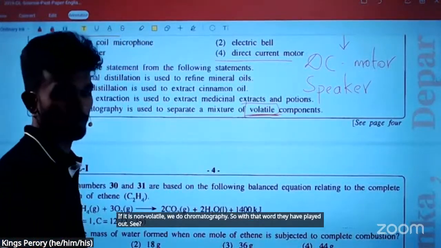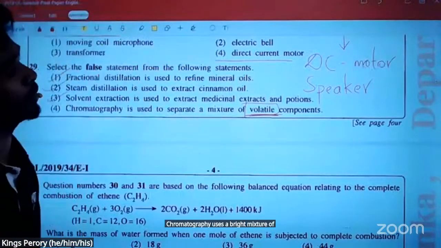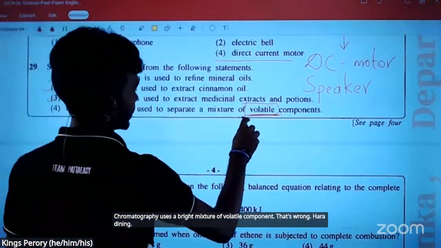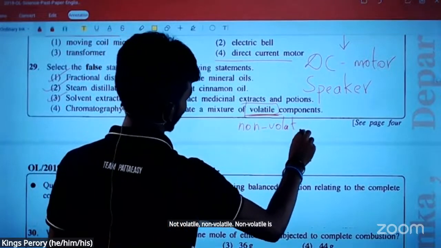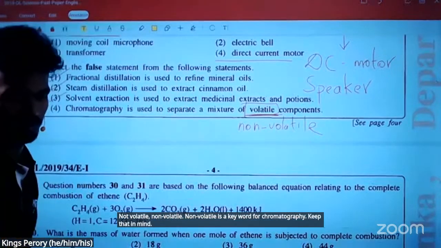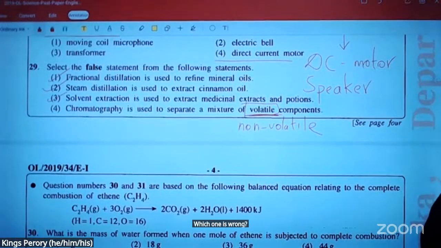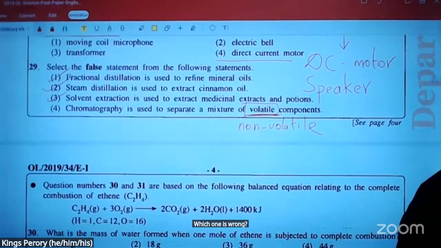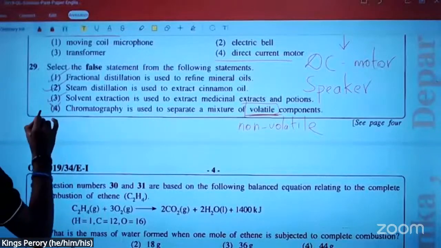Chromatography is used to separate a mixture of volatile components. That's wrong. Not volatile. Non-volatile is the keyword for chromatography. Keep that in mind. What's the answer? Which one is wrong? Answer number 4. That is wrong.